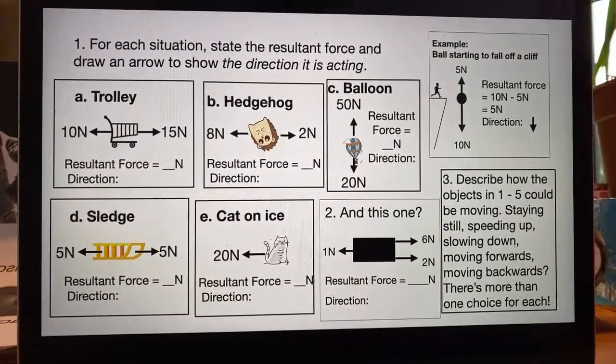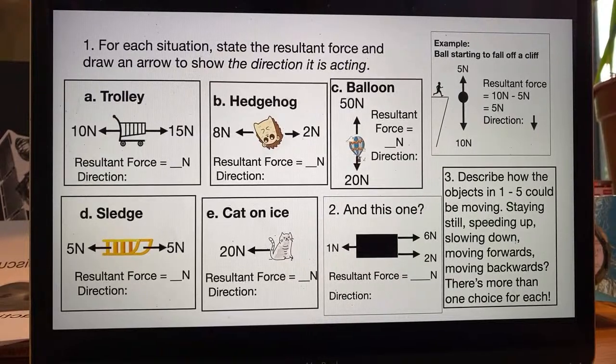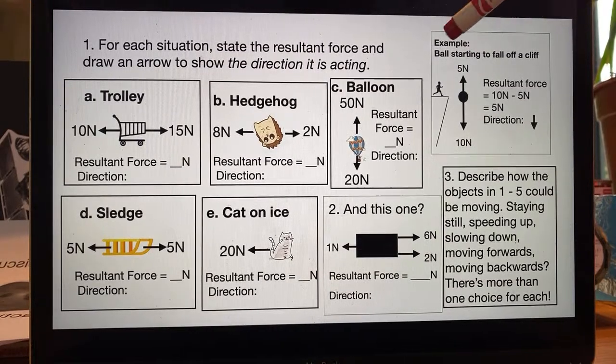So I've got you some questions here, with pleasant pictures of things like hedgehogs and balloons to make this fun and not awful. I've done you an example as well, so that should help. For each of these situations, please, I'd like you to say what the resultant force is and draw an arrow to show the direction that it is acting. So here's your example, okay? Probably worth thinking about this first of all.